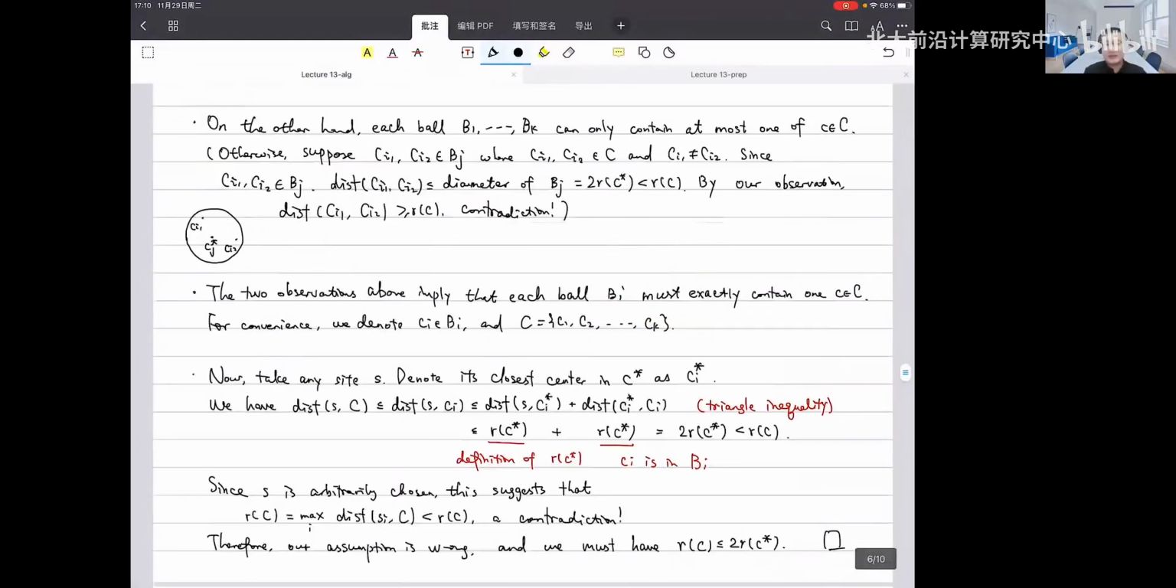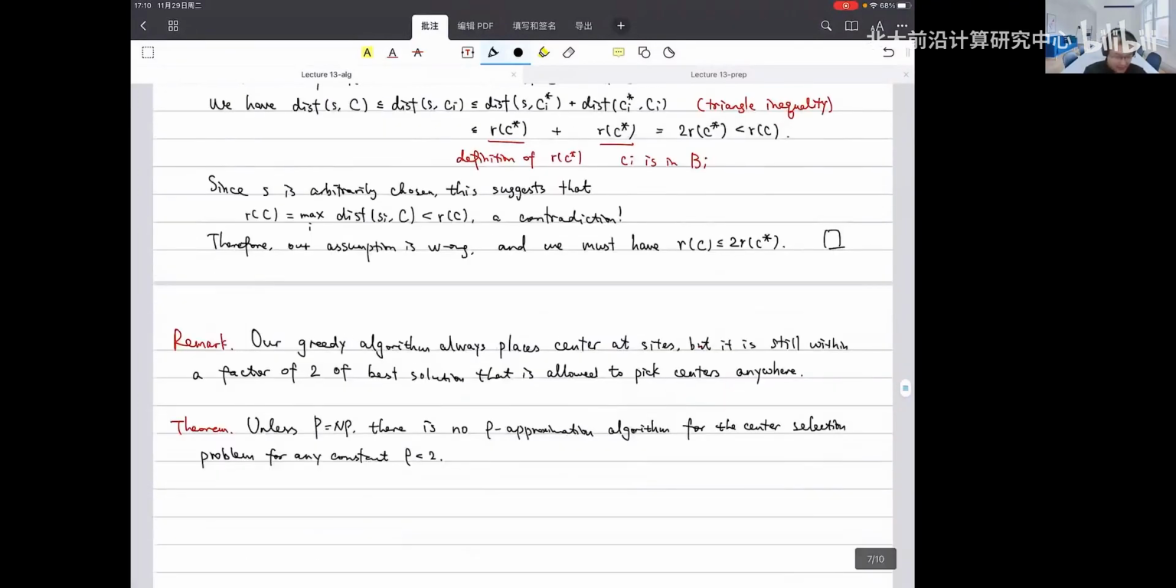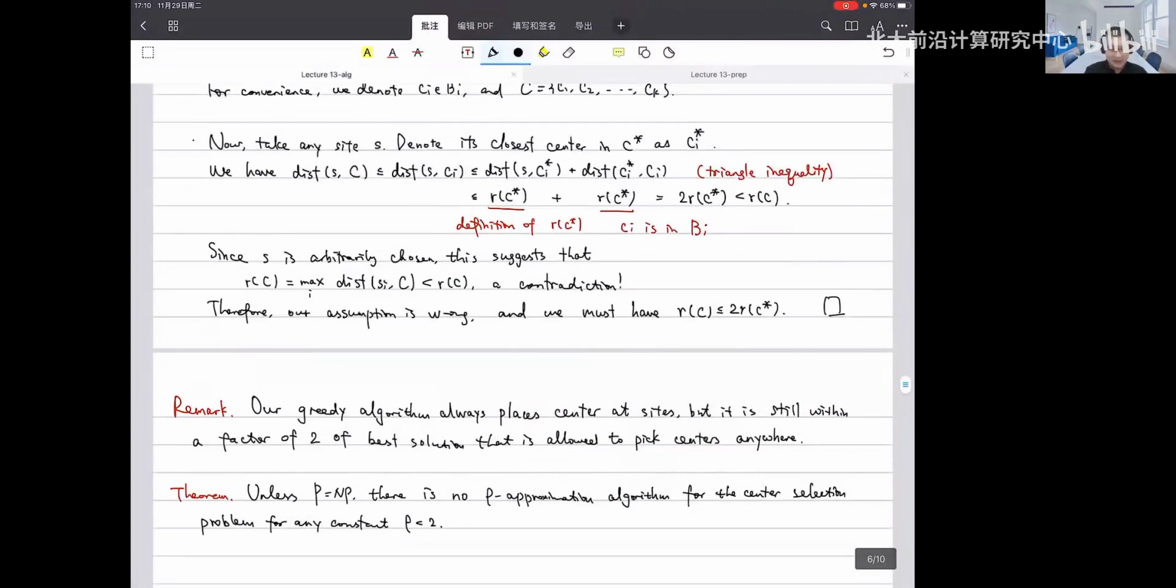So is there any specific question about the proof here? At last I mentioned this theorem: unless P equals NP, there is no rho-approximation algorithm for the center selection problem for any constant rho smaller than 2. This is not required in this class. The proof is going to use more advanced results, but this just shows that this greedy algorithm is already the best algorithm that we can hope for, although it's actually quite simple. Okay, so is there any question for the center selection problem?